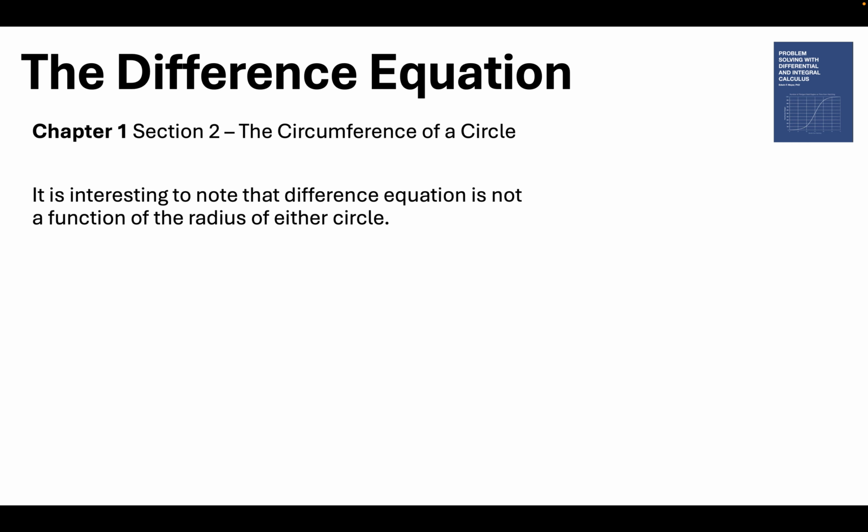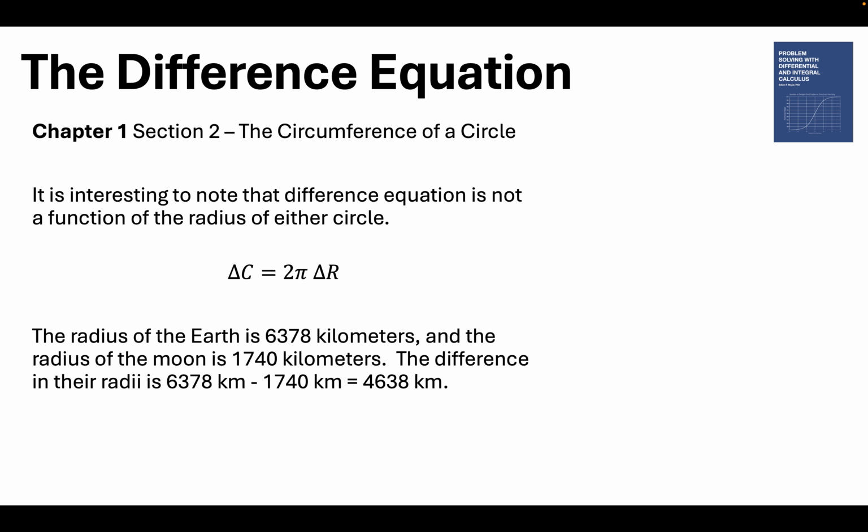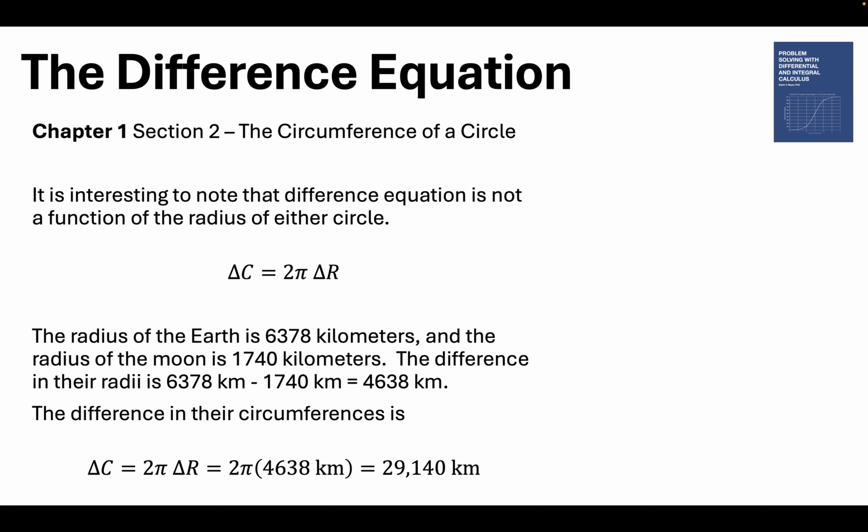So it's interesting to note that the difference equation is not a function of the radius of either circle. R2 and r1 do not appear in the equation. Delta c is 2 pi delta r. It doesn't matter what the radii are, only the difference. So we can look at the Earth and the Moon. The difference in their radii is 4638 kilometers, and from that alone, we can calculate the difference in their circumferences. Delta c is 2 pi delta r. The difference in their circumferences is about 29,000 kilometers.